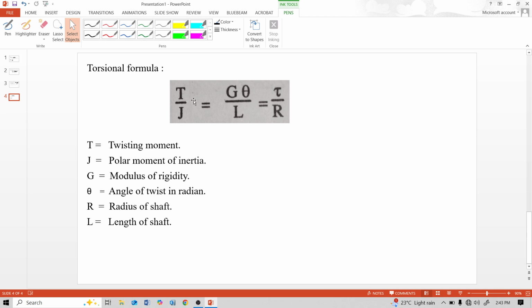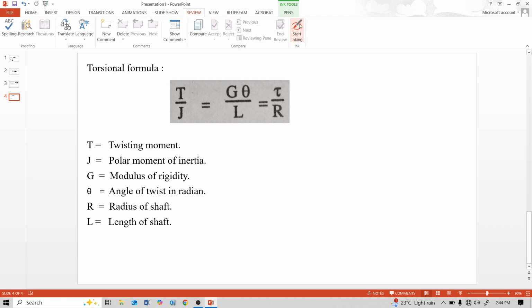Torsional formula is T upon J is equal to G theta upon L is equal to tau upon R. T is the twisting moment, J is polar moment of inertia, G is modulus of rigidity, theta is angle of twist in radian, R is radius of shaft, L is length of shaft, and tau is shear stress.